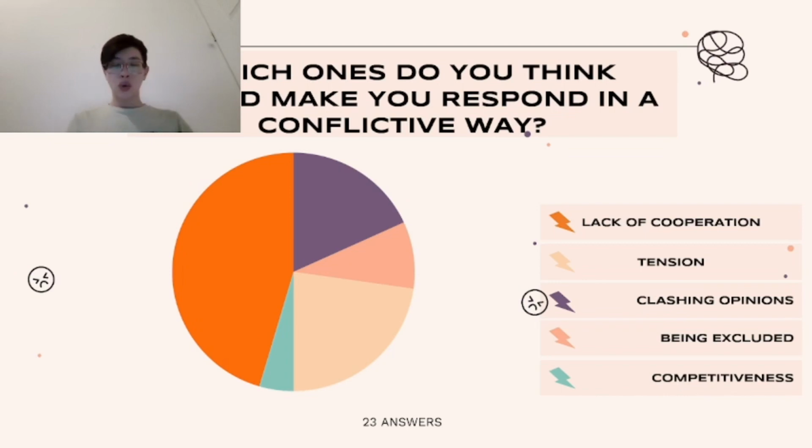Tension, which we can see, coincidentally happen to be the three biggest factors in a conflictive response. Lack of cooperation, which is by far the most popular option, really comes from a lack of communication, a lack of communicating each other's ideas. Because if you don't communicate and you don't know what the other teammate is doing, how are you going to make those two factors work together? It's really hard. Clashing opinions comes from the same thing.